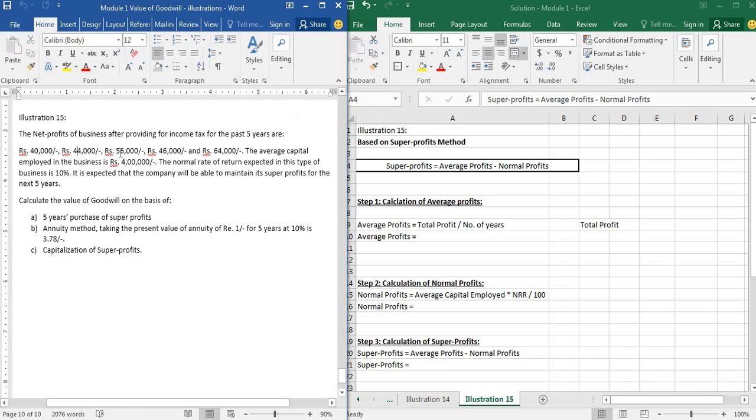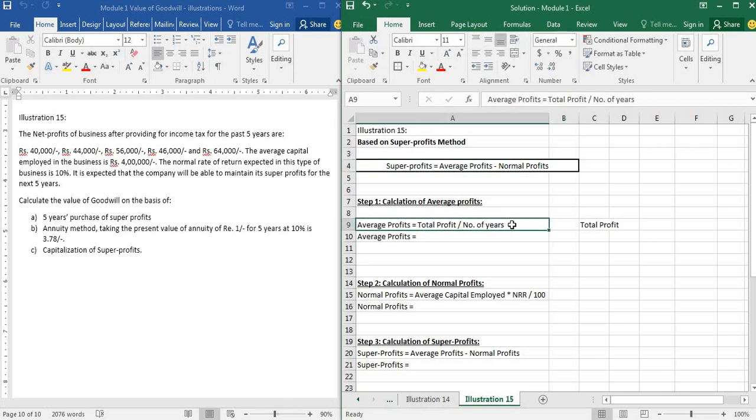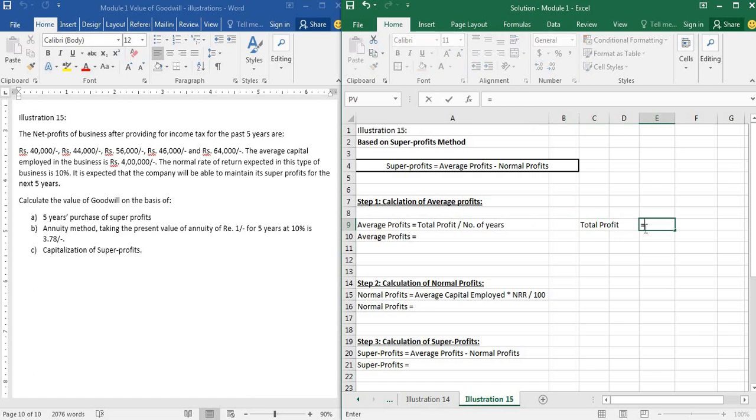And since these are not in ascending order, we don't have to take weighted average. We are going to take simple average. So for simple average, the formula is total profit divided by number of years. So let us just calculate total profit. Total profit is adding all the profits of the 5 years, 40,000 plus 44,000 plus 56,000 plus 46,000 plus 64,000. So we have got 2,50,000 as our total profit.